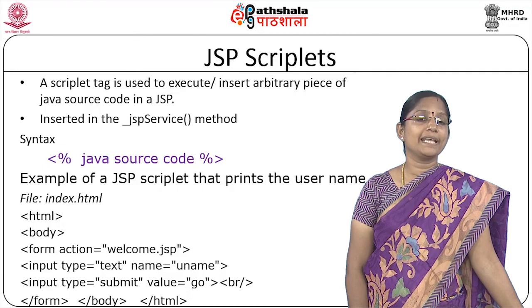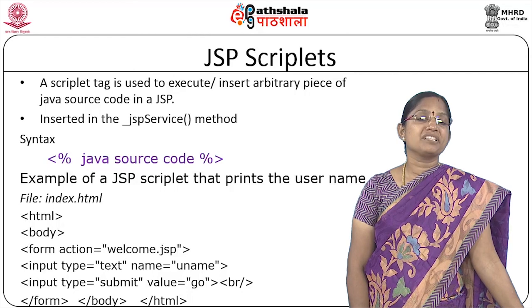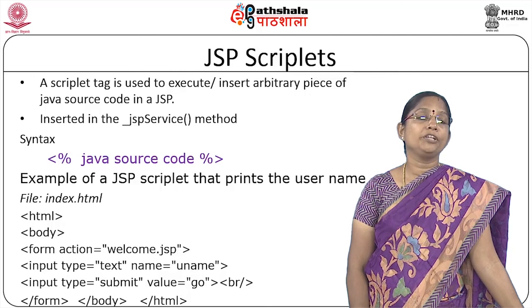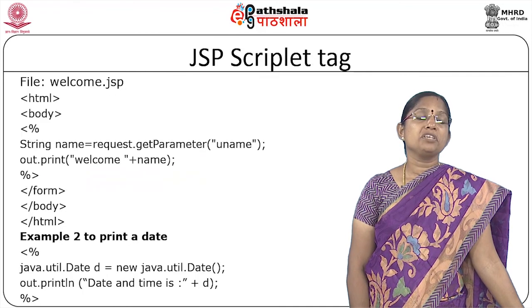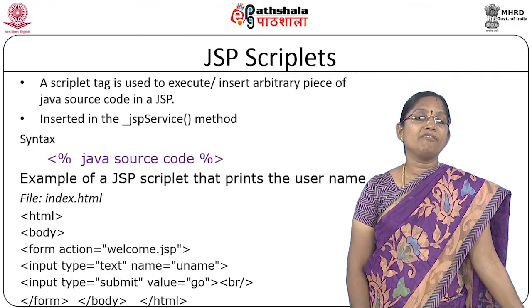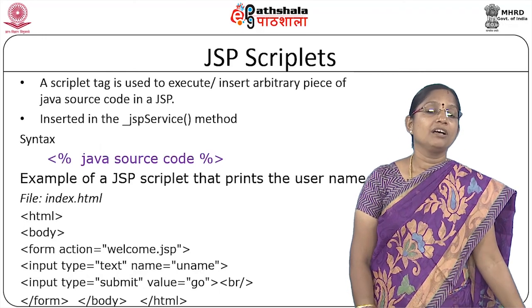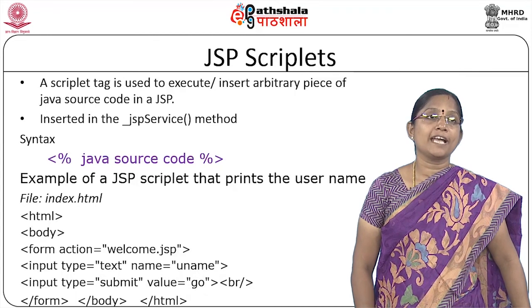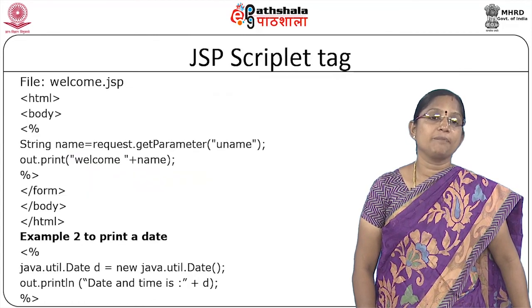Now look through an example. In the example, first an HTML page has been created. It has a form action which is going to call a JSP page called welcome.jsp. In the input, type text has been received. The text is going to be a username, and one submit button is available. After providing the username, once the submit button is pressed, the corresponding action taken will be welcome.jsp.